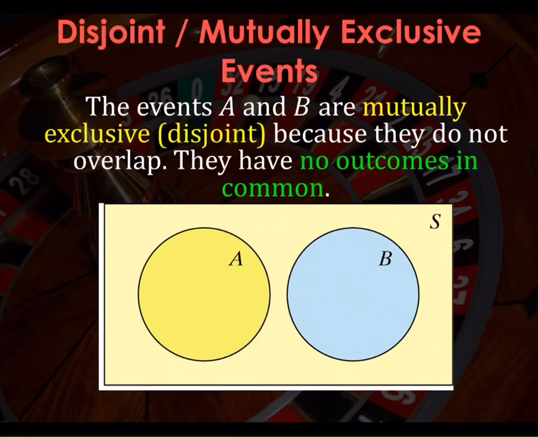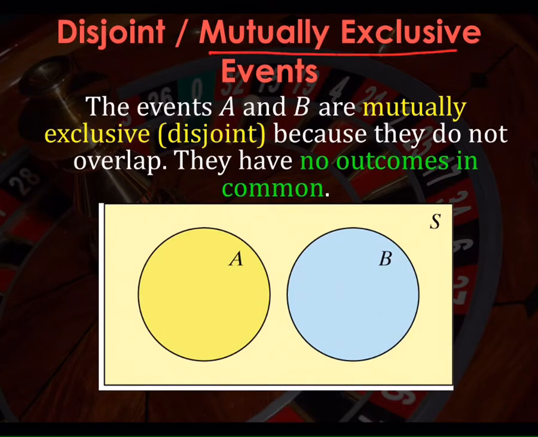So, disjoint and mutually exclusive events. The events A and B are mutually exclusive or disjoint because they do not overlap. They have no outcomes in common. So, ninth graders and 10th graders are mutually exclusive. That would be another example. People that are in Math 1 and Math 3 probably are not the same group of students. People that are in English 1 and English 4, probably no overlap. They have no outcomes in common. You cannot, again, be in the L building and in the H building at the same time. So those are mutually exclusive events.